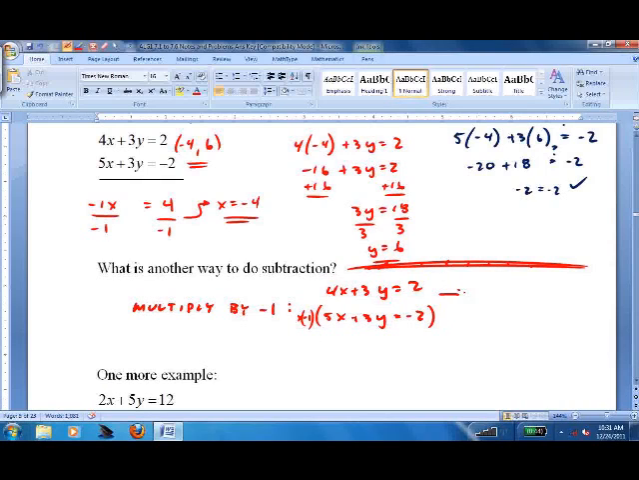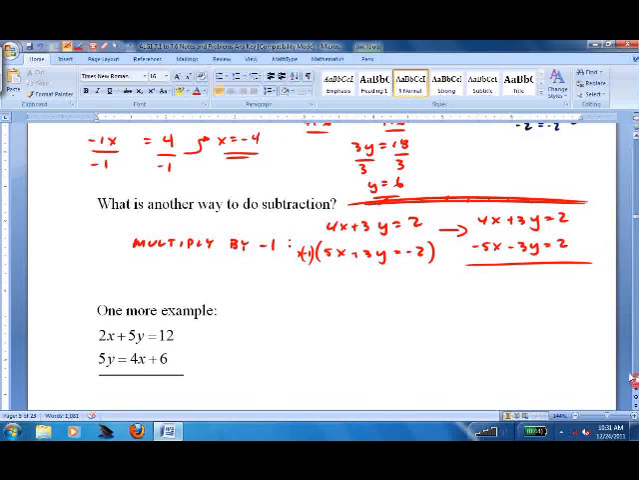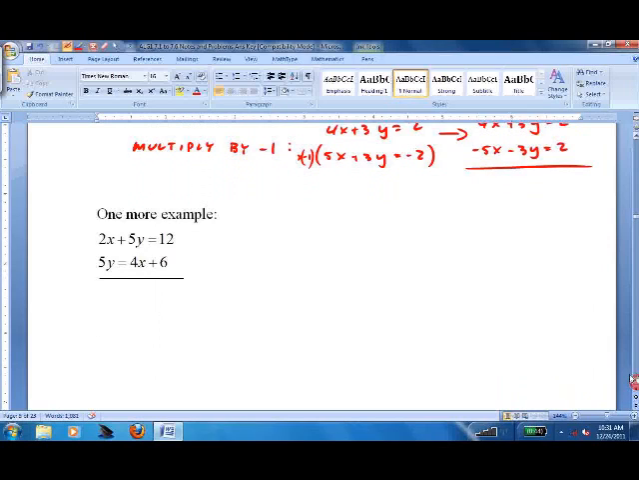So the top stays the same, 4x plus 3y equals 2. And the bottom becomes negative 5x minus 3y equals 2. And then we can add it down and go from there. We've already done all the work. We're not going to do it again. Really like multiplying by negative 1. Don't like subtracting. It just doesn't work for me. If it works for you, great. No problems.